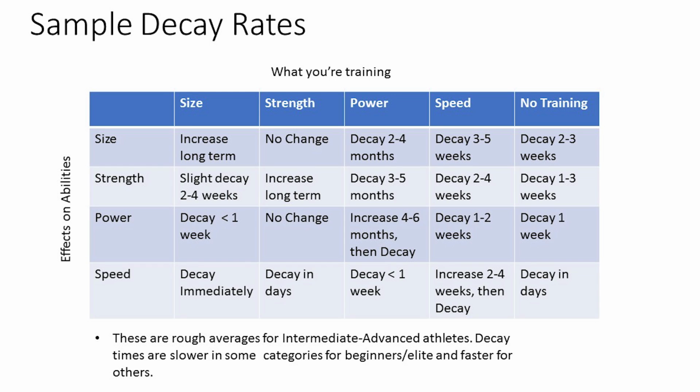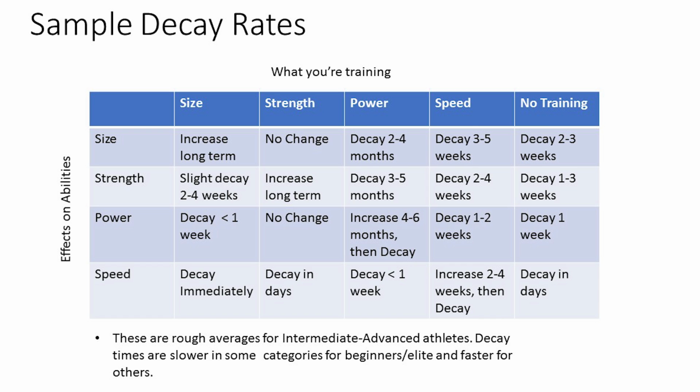So the chart you're looking at now is a chart of sample decay rates for intermediate advanced collegiate athletes. They're super rough averages, so don't take these too much to heart. They're more like examples and really rough guides for program design. Let's go through how to read this chart and give you an example, and you can read it on your own much more extensively just by pausing the video, for example.